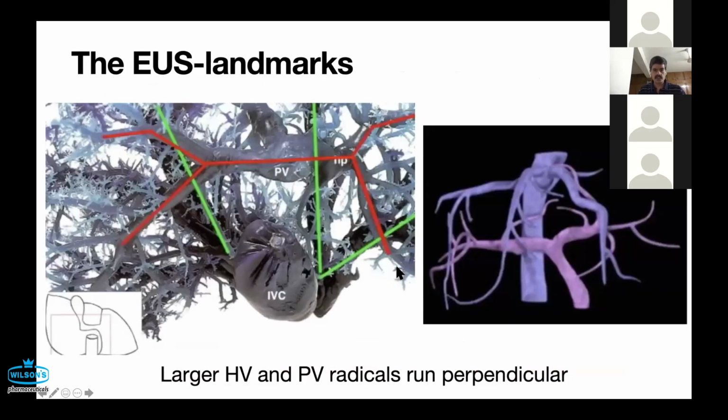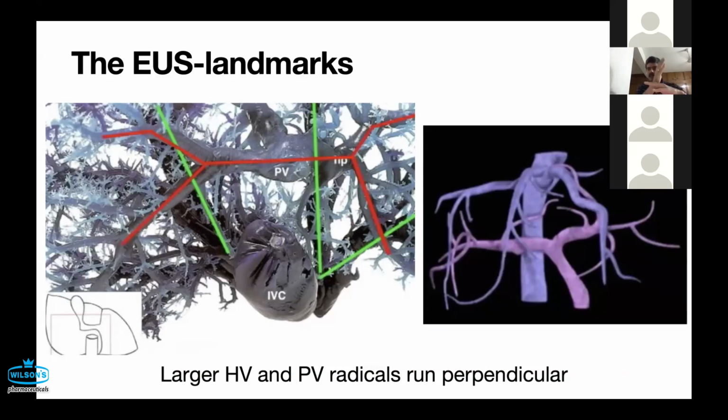So this is just to show you the relationship of the portal vein and the hepatic vein radicals, which are very important when you are doing a transabdominal ultrasound or a EUS. Please remember that the portal vein and the hepatic veins are entwined like the fingers of the hand. What is to be remembered is that in general, the larger portal vein radicals and the hepatic vein radicals are perpendicular to each other.